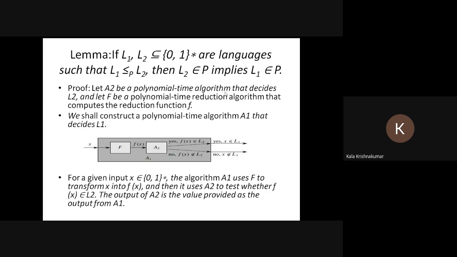So we have a solution for L2, and using that solution, we are constructing a solution for L1. And what we say is that if L2 is polynomial time solvable, then, since we have a polynomial time reduction to L2, L1 will also be polynomial time solvable. Okay. Clear.